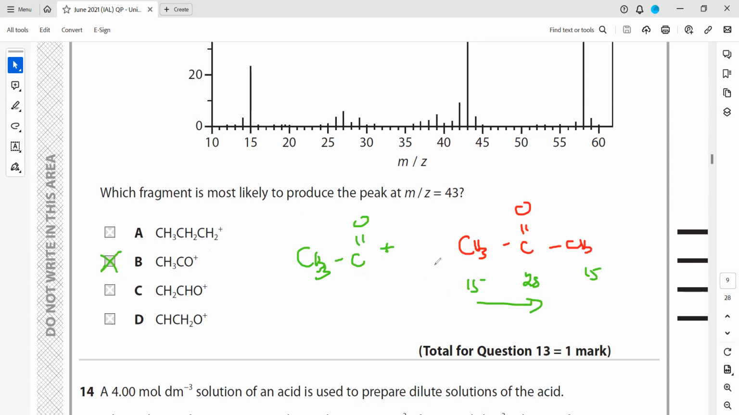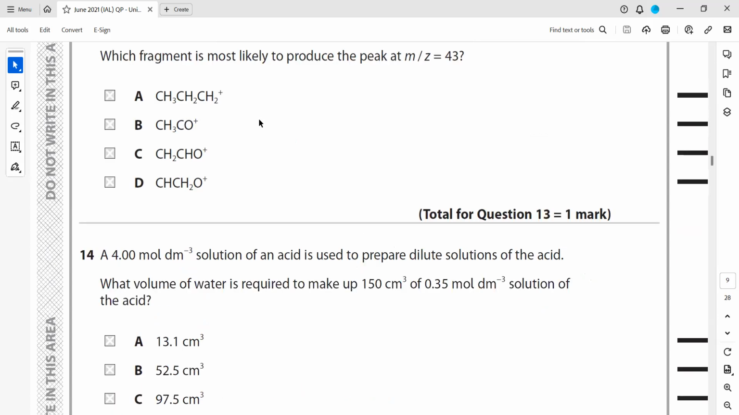Because it's about propanone, not propanol. Propanone has three carbon atoms, and one of them is C=O.